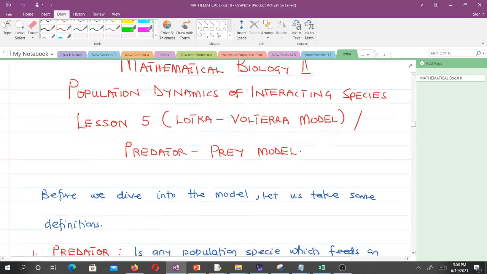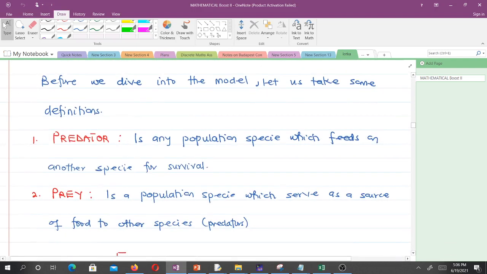Before we dive into the model, let's just take some definitions. First of all, we'll talk about a predator, because this model is going to be between predators and preys. A predator is any population species which feeds on another species for survival. And a prey is a population species which serves as a source of food to other species, mostly to predators.